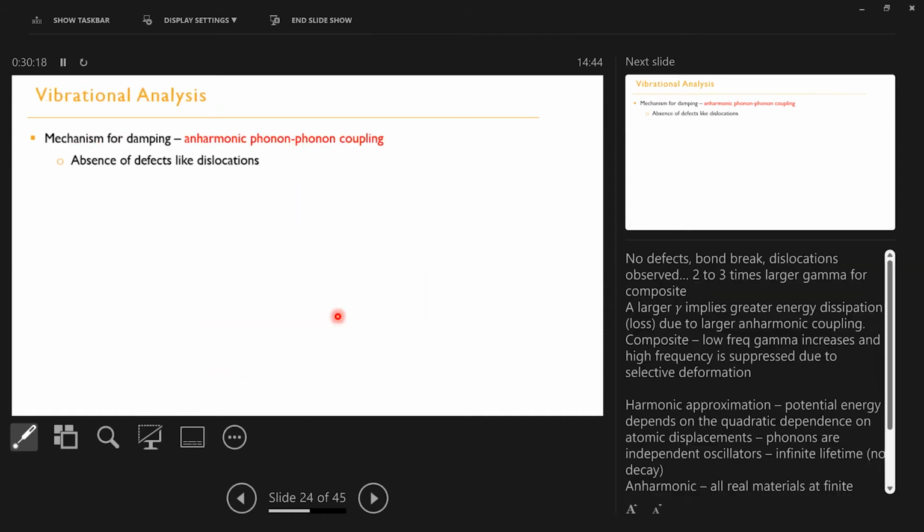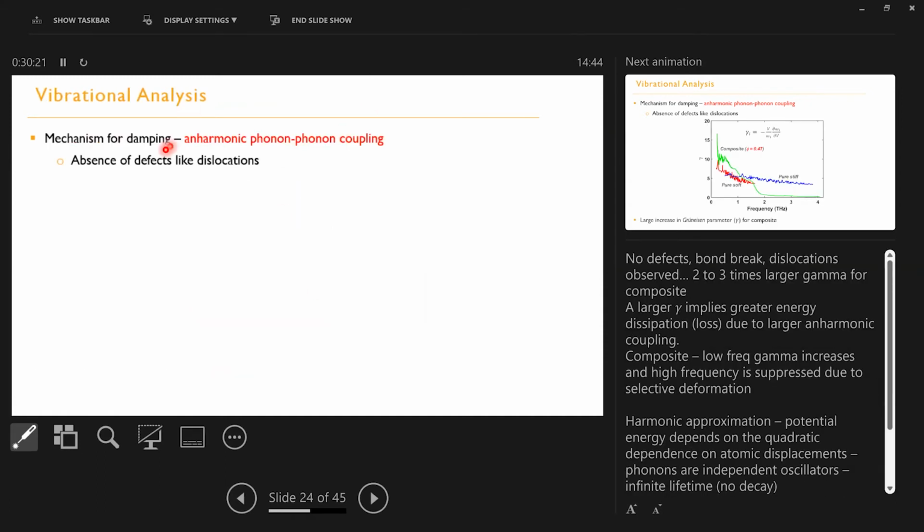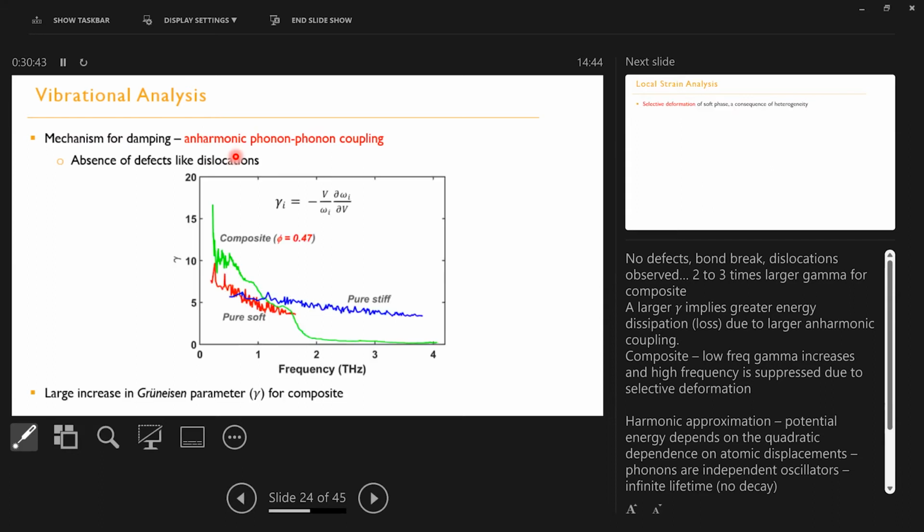In our structure, we do not have any other defects. As you mentioned, crack propagation is one mechanism for damping. So we don't have any defects in our structure. This clearly tells us that the phonons are responsible for dissipating the energy, and there is a theory for how these phonons will dissipate in an anharmonic fashion. I'll come to that later. The way we can characterize it is by measuring a property called the Grüneisen parameter.